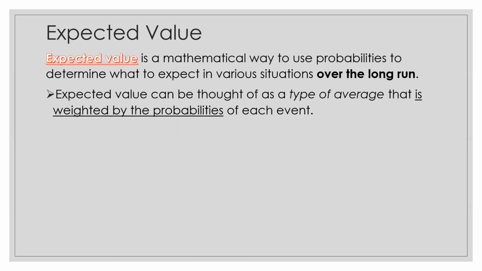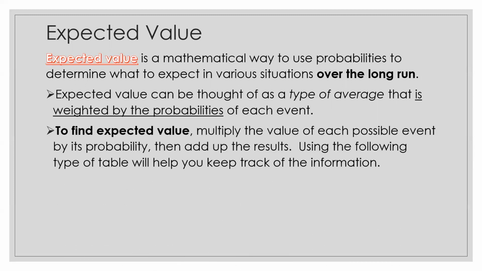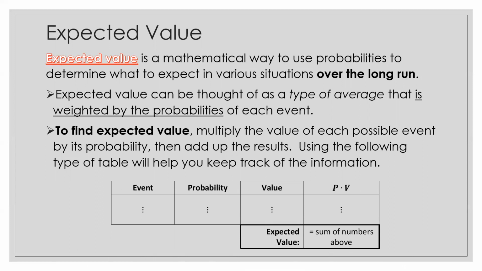Now, expected value can be thought of as a type of average that is weighted by the probabilities. That's what our thought process was when we were thinking about how much money it will get us, depending on the size of the slice of pie. To find the expected value, you multiply the value of each possible event by its probability, and then you add up the results. You can use a table like this to keep track of the information because it's more organized and easy to see.